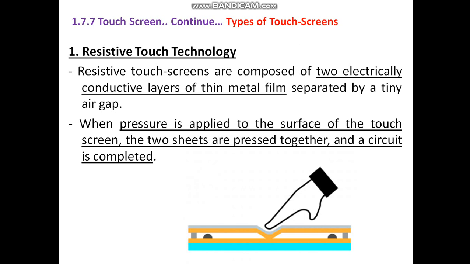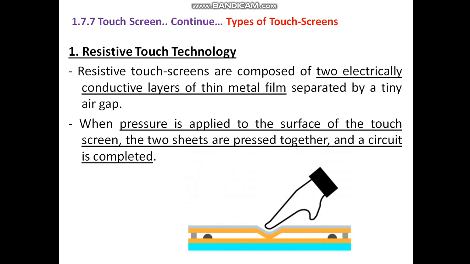Means the first layer is plastic and the second layer, that is the lower layer, is conducting glass, separated by an insulating membrane. Means it is separated by a tiny air gap. When pressure is applied to the surface of the touch screen, the two sheets are pressed together and a circuit is completed. When you press on the screen, you force the polyester to touch the glass and complete the circuit, just like pressing a key on a keyboard.